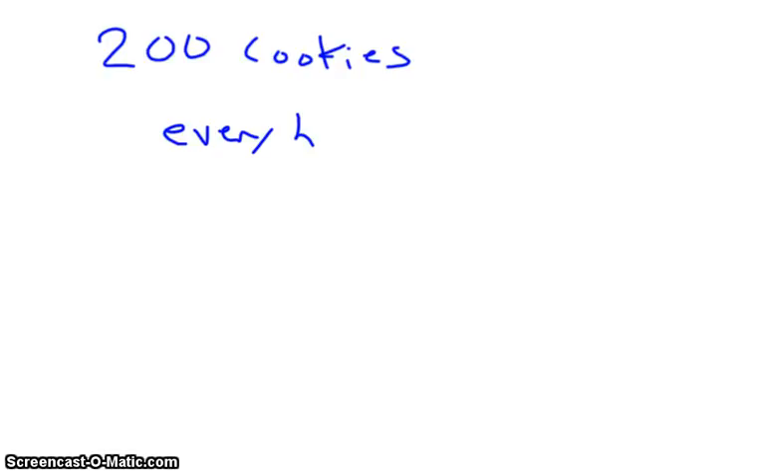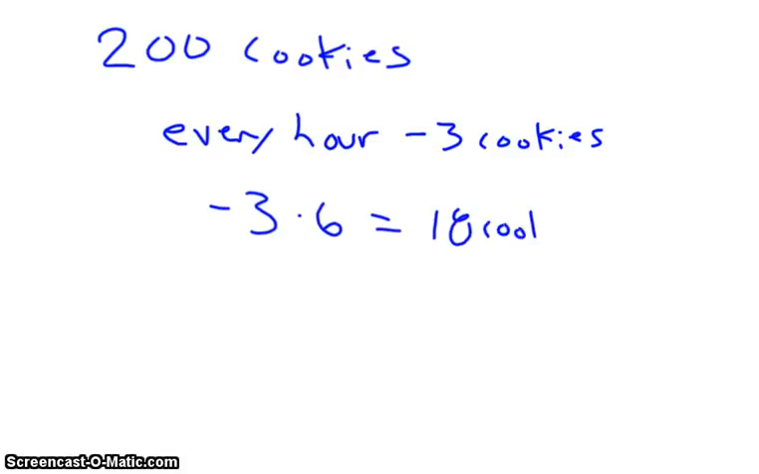So I have 200 cookies, and every hour I eat 3 cookies. How many cookies will I have left after 6 hours? Well, every hour I have negative 3 cookies. Because if I eat 3, that means I am taking away 3. I am losing 3, so my number would be negative 3. Well, I did that for 6 hours. So I can just say my negative 3 times 6. So I ate a total of 18 cookies gone. 18 cookies in belly.